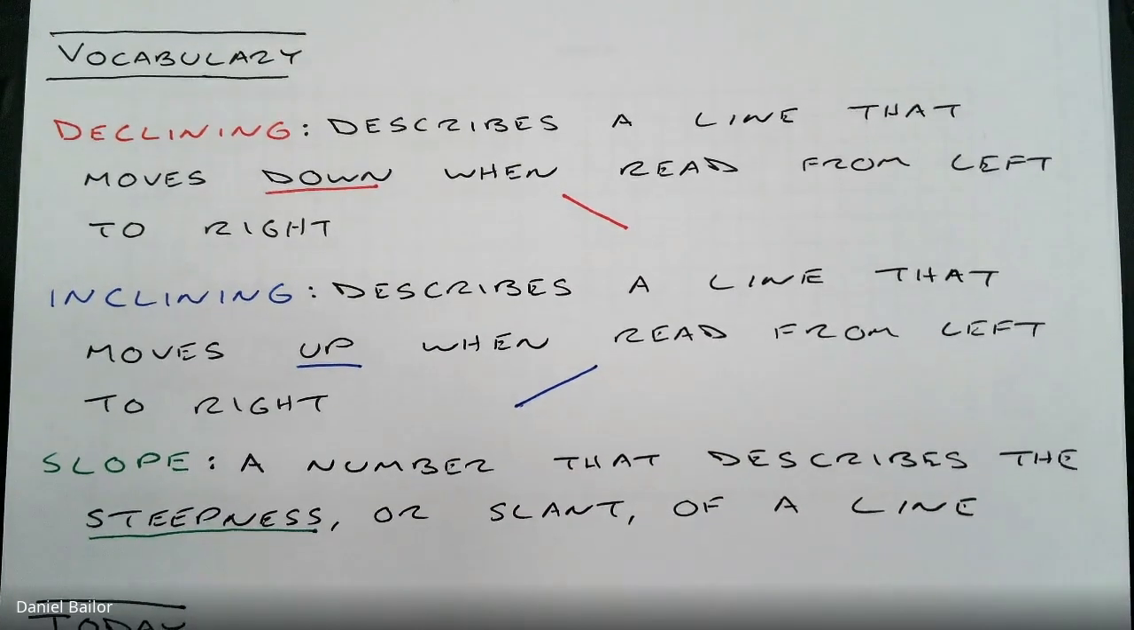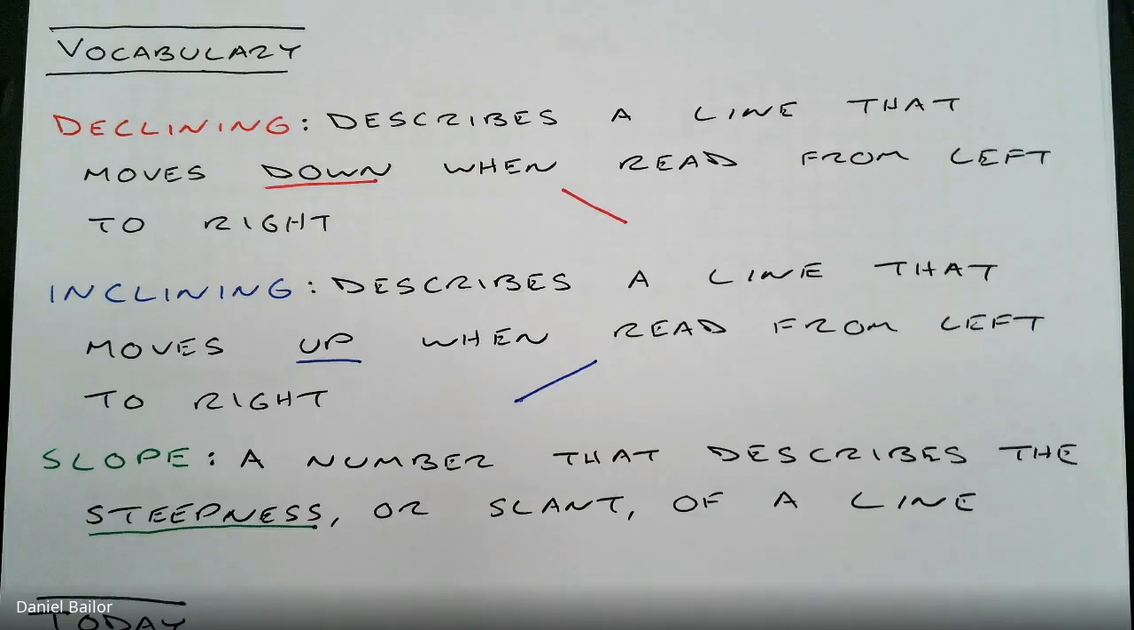Now, this is important because we are talking about the direction that lines move. In other words, we're talking about their steepness or their slant, which is slope. Slope is a number that describes the steepness or the slant of a line.